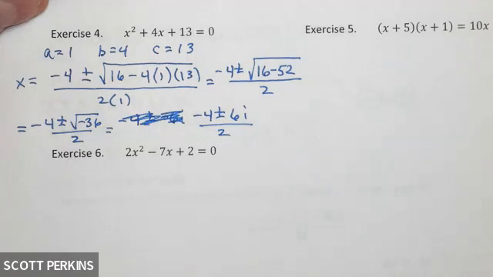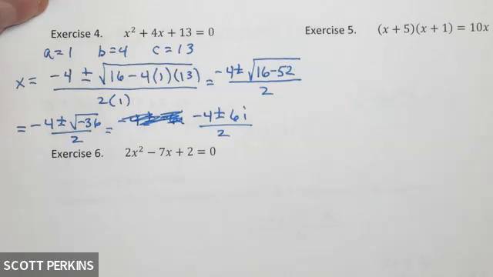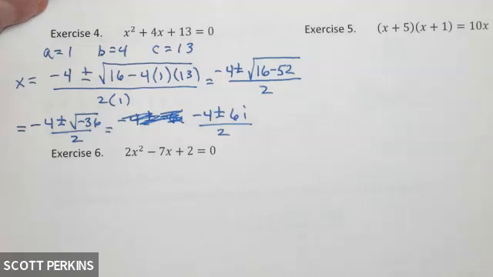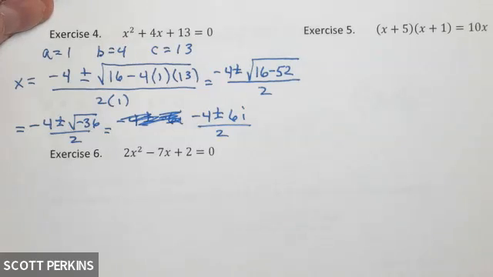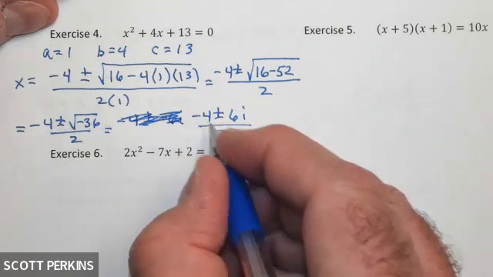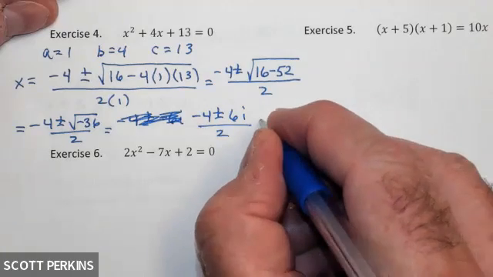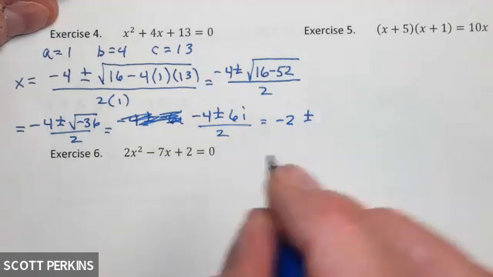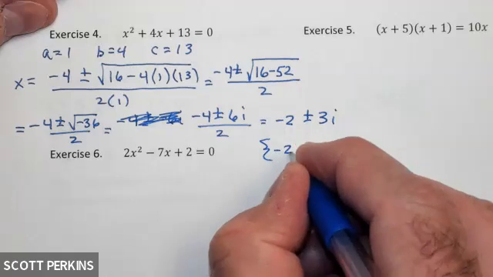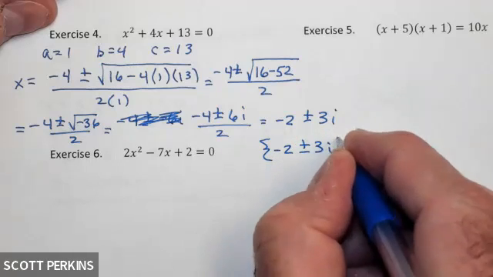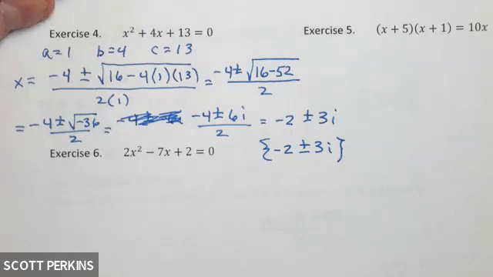So I've got negative 4 plus or minus 6i in the top, and then I've got 2 in the bottom. And then again, because I have a complex number, I am going to divide that 2 into both parts. So negative 4 over 2 becomes negative 2, plus or minus 6 over 2 becomes 3i. And there's my solution set, negative 2 plus or minus 3i. That's my end result there.